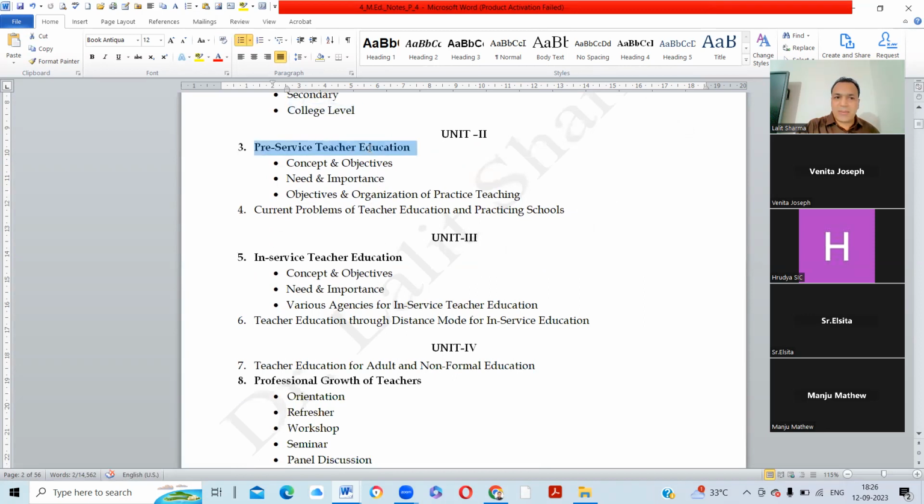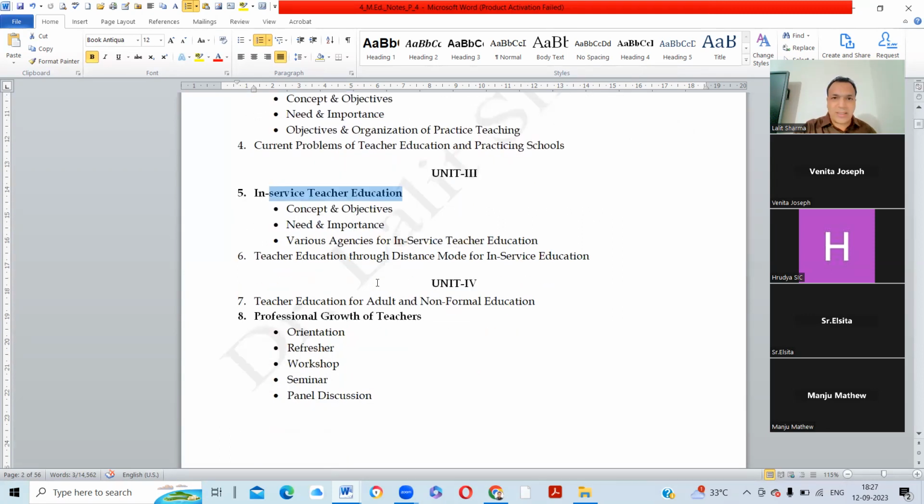So next is pre-service teacher education. Already you have come to know that pre-service teachers are those teachers who are currently doing the B.Ed or M.Ed. In-service teacher education is for those teachers who have already become teachers, and they go just to upgrade their knowledge through professional courses.